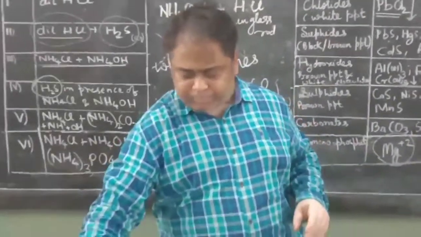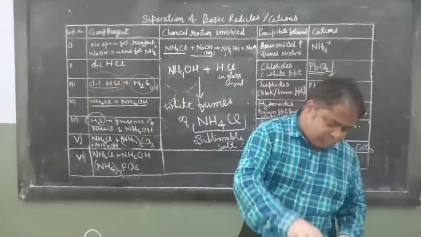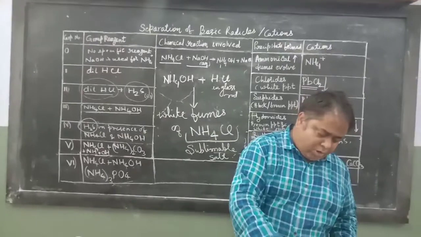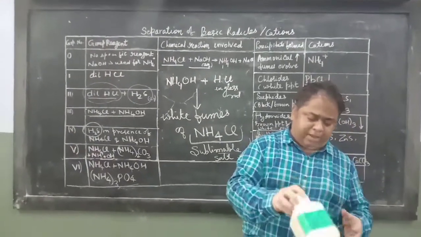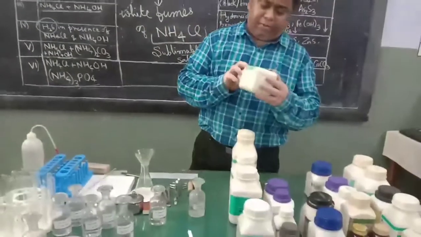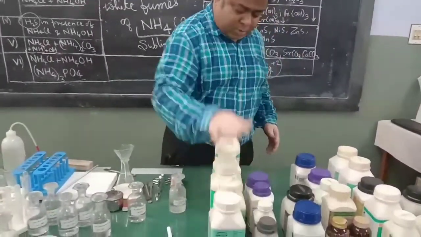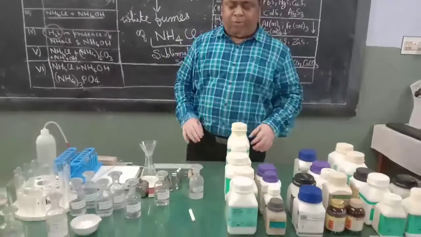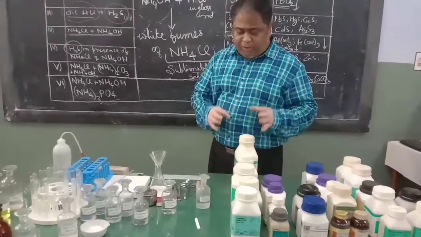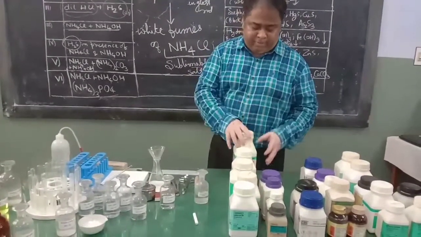Next, I have another ammonium salt. That means 1, 2, 3, 4, 5. Five students can get an ammonium salt with a different anion.